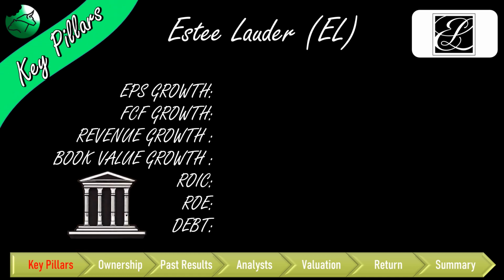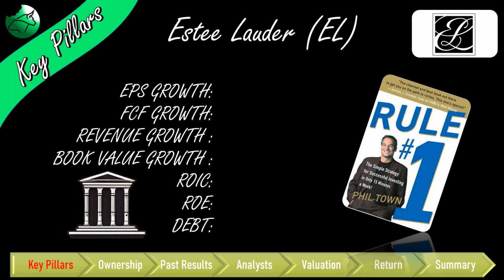Let's start by looking at the key pillars for the trailing 12 months. In the book Rule 1 by Phil Town, he suggests that these are the key metrics when first evaluating a business. The first pillar we are going to explore is the earnings per share. This is where we take the net income and divide it by the shares outstanding. The higher the number, the more profitable the company. This is down by 36%.